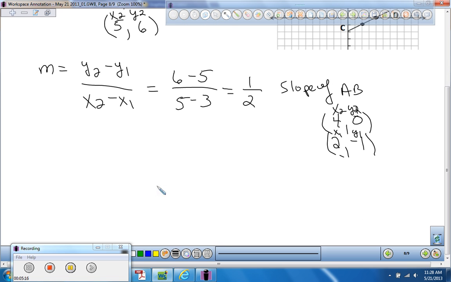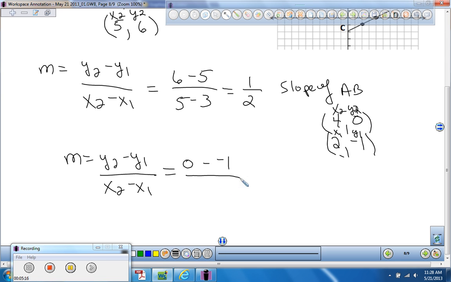Alright, so let's find the slope of that line. The slope is y2 minus y1 over x2 minus x1. So y2 is 0 minus -1. We have to be careful to keep up with the signs here. Then x2 is 4 and x1 is 2. Remember to change the signs, double negatives, so that's 1. 4 minus 2 is 2. So that's how we find the slope given a line.